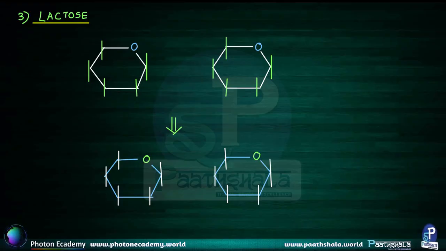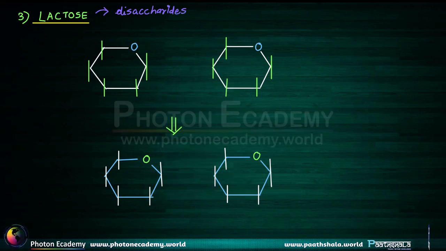So now we'll be covering the third disaccharide that we have, and this is lactose. Lactose is a disaccharide, so it has two monomeric units or gives two monosaccharides on hydrolysis. And what are these two monomeric units? First we have beta D glucose. Now what is beta D glucose? We are very well aware of this.